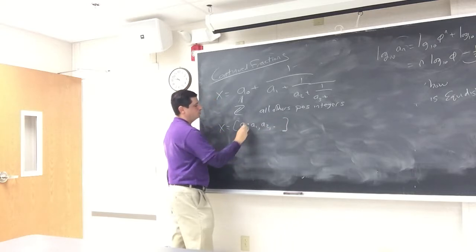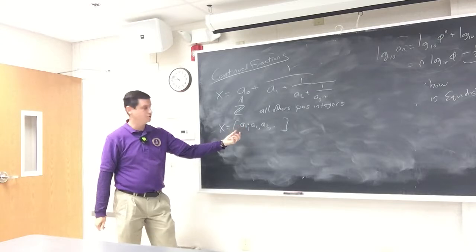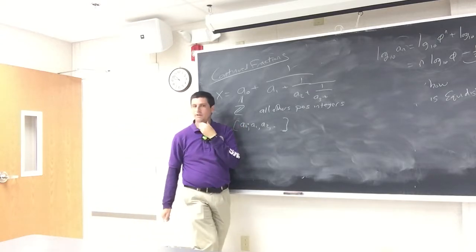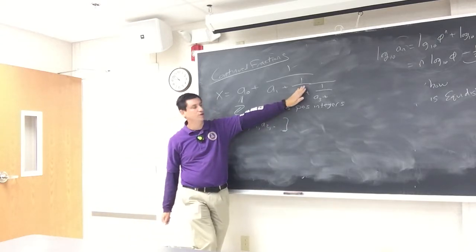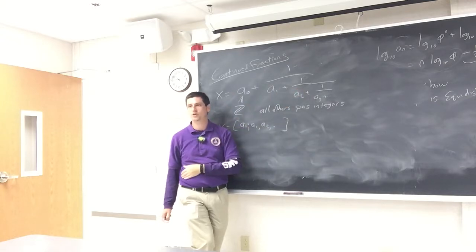Sometimes you put a semicolon here to remind yourself that the first digit can be any integer and everything else is positive. The way you get approximations to numbers is you just truncate. It turns out these give the best finite rational approximations to numbers. The continued fraction expansion is how you get good approximations.